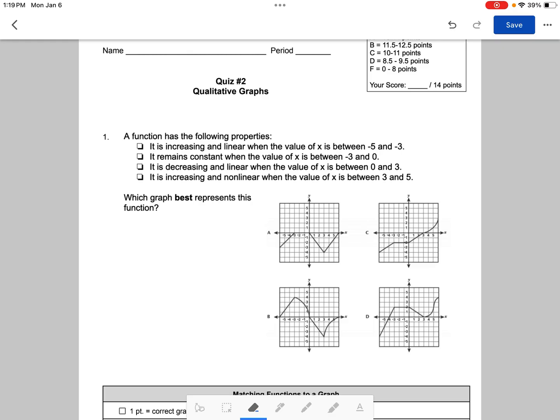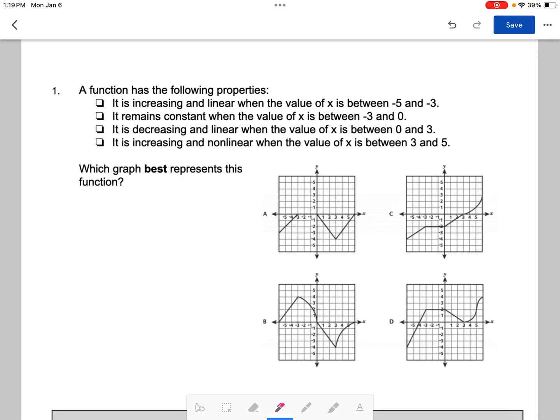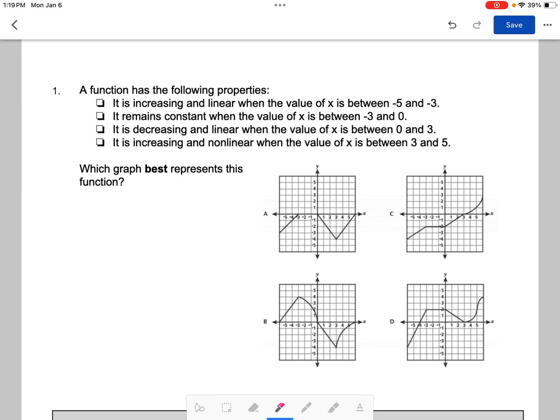Looking at number 1, it reads: a function has the following properties. It is increasing linear when the value of x is between -5 and -3. Okay, so I'm going to start right off and go piece by piece and make check marks. Looking at the first graph, it is increasing linear when x is between -5 and -3. Okay, so A, that could work.